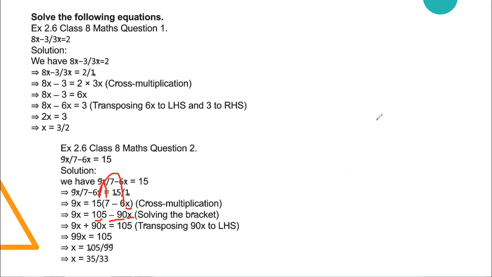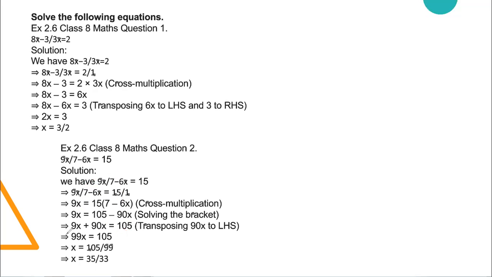Now how do we go further? That's quite simple, through the transposing method, where all the variables will be transposed to one side and all the constants to the other side, right? As you can observe, minus 90x is a variable which will be transposed to the LHS part. When it is transposed, it converts to plus 90x, and 105 is written as it is in the RHS part.